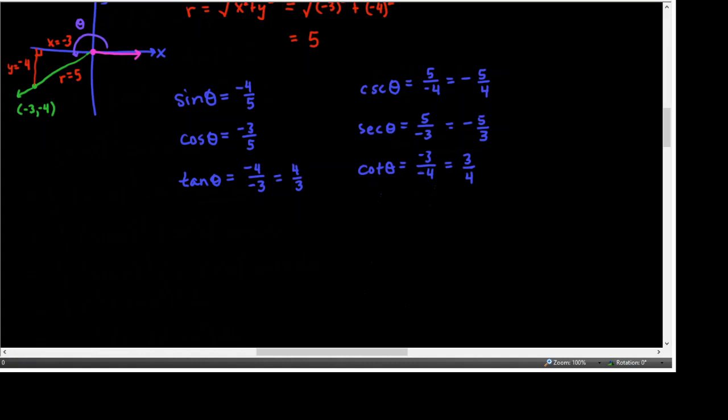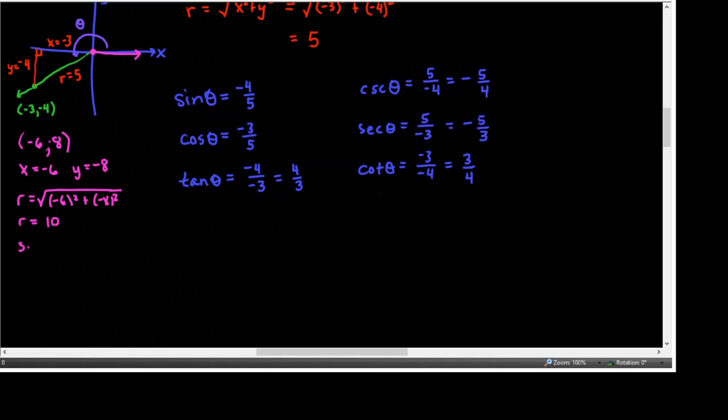If I follow the slope of that line, I'm going to run -3 and rise, if you will, -4. And so if I went to the next nice point on that, that would end up being -6, -8. And so x would have been -6, y would have been -8, and r would have been the square root of -6 squared plus -8 squared, which would have been 10.